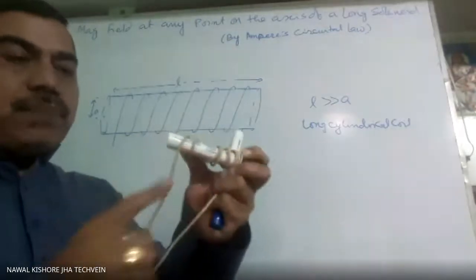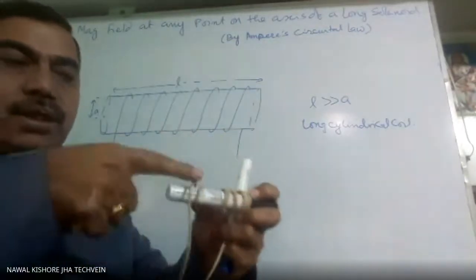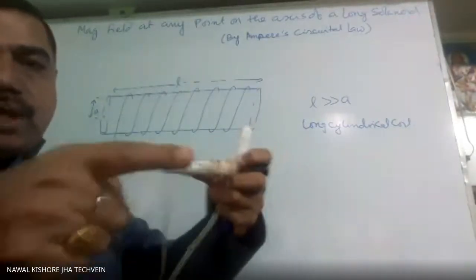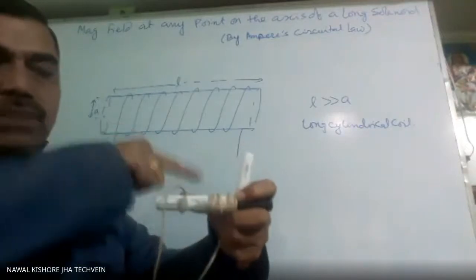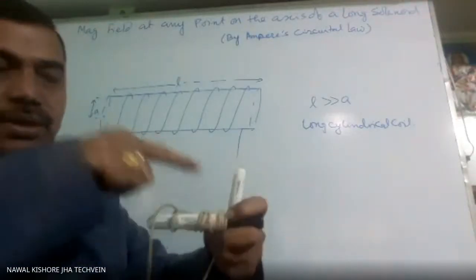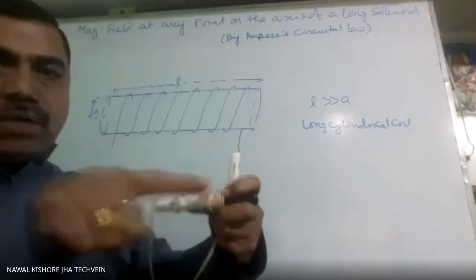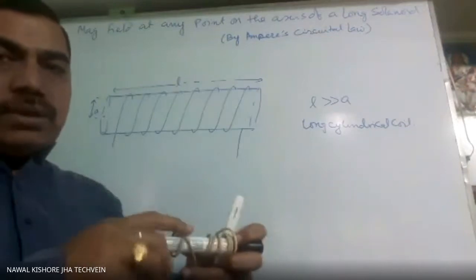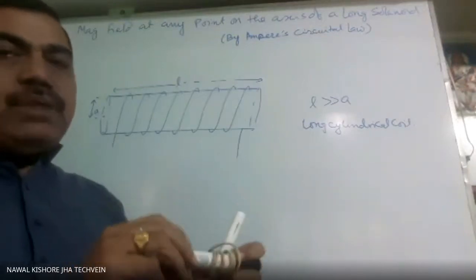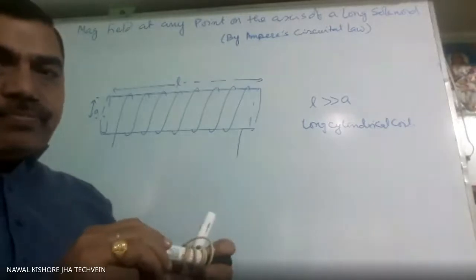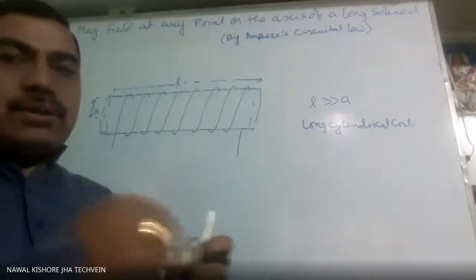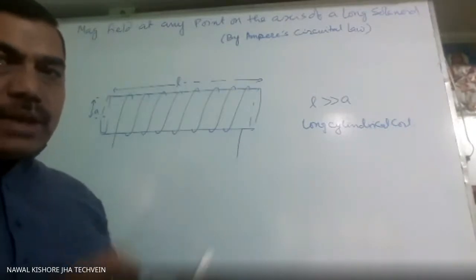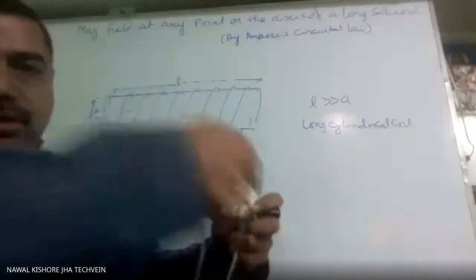Now suppose current is passing this way. Then here current is going inward, but from here current is coming outward. So the direction of current is inward in all the turns here, and outward there. In all the turns, current will be either clockwise or anti-clockwise, so each turn behaves as a circular loop. All the turns will produce magnetic field in the same direction.